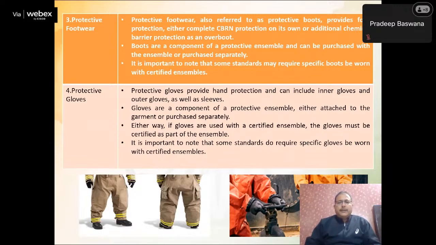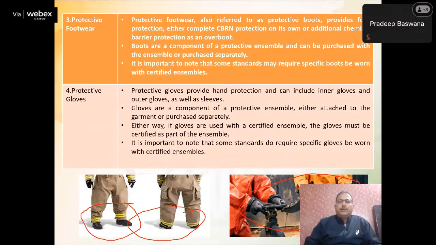Fourth is protective gloves. Protective gloves provide hand protection and can include inner gloves and outer gloves as well as sleeves. Gloves are an important component of a protective ensemble, either attached to the garment or purchased separately. It is very important because we have to work with everything through our hands. You can see in this particular figure that the hand is being used to open or close any kind of leakage. So it is much required. We have to focus upon this part. And for the boots also, we can see that boots are required as per the requirement of the conditions.